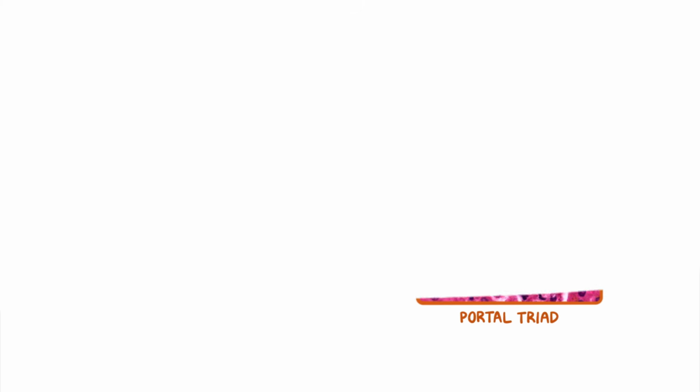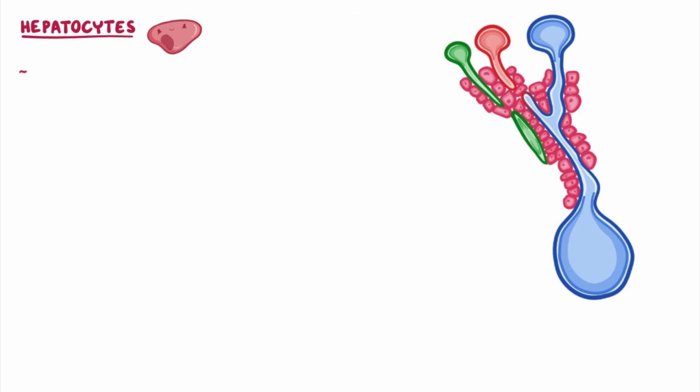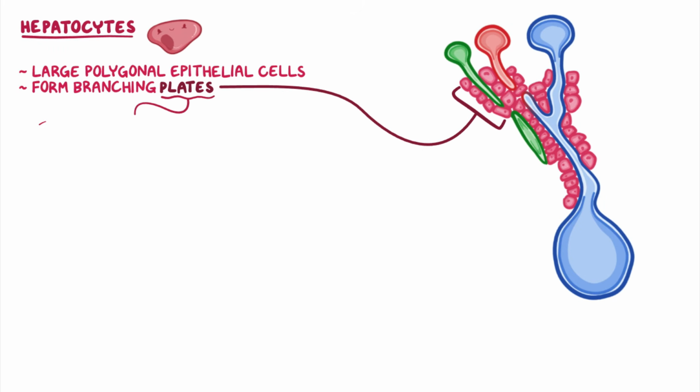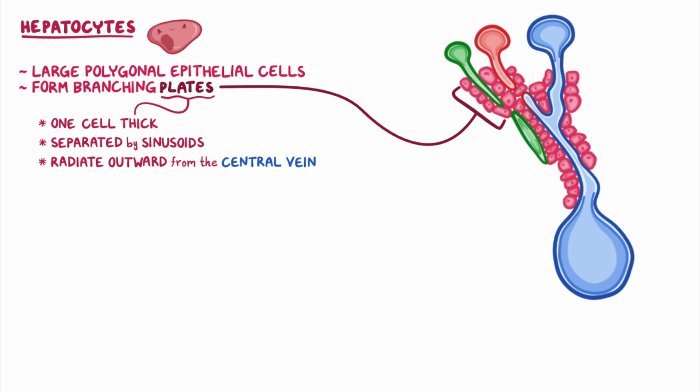Now let's take a closer look at the hepatocytes, which are large polygonal epithelial cells that form branching plates that are only one cell thick, separated by sinusoids, and radiate outward from the central vein. The sinusoids carry blood from the hepatic arteriole and portal venule to the central vein, while the bile canaliculi or capillaries carry the bile produced by hepatocytes in the opposite direction in order to drain into the bile ductules.